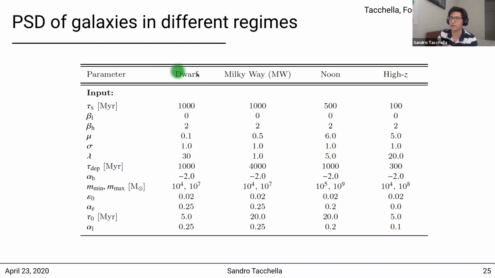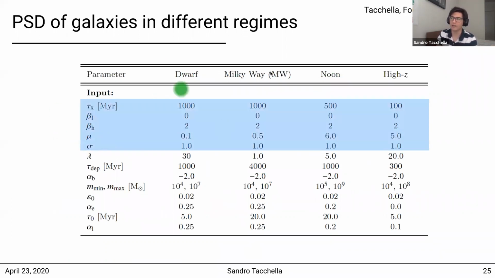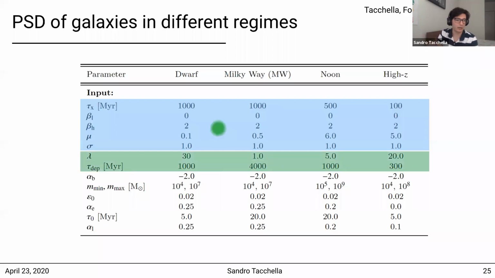We have here a dwarf galaxy regime, a Milky Way regime, a galaxy at cosmic noon regime, as well as a high redshift regime. And we choose input parameters for the inflow rate to reflect these different regimes. So for example, let me go to high redshifts. We have overall higher accretion rates, and the inflow rate might be correlated over shorter timescales, because the dynamical timescale in the halos is shorter.